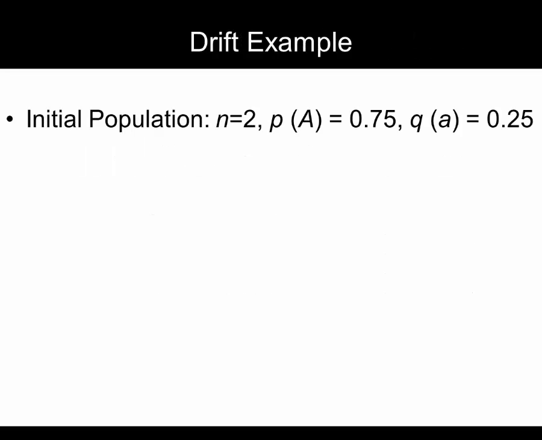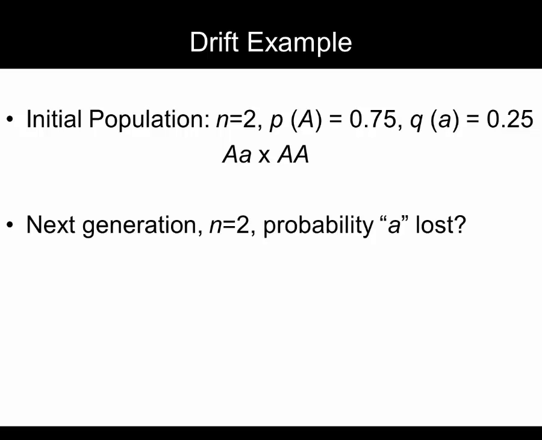Suppose we start with an initial population of 2. One individual is homozygous dominant, and the other is heterozygous. So the initial allele frequencies are p equals 0.75 and q equals 0.25. Now suppose the population of the next generation is also 2. What are the odds that the recessive allele is completely lost in the next generation?